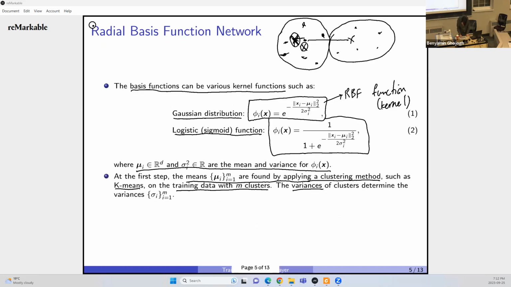By the way, the variances of the clusters also determine the variances of the basis functions. Each cluster has some variance, right? I can calculate the variance. How can I calculate the variance of data? You know the formula for variance, right? So here, for example, yes, you can say sigma i squared is 1 over n.